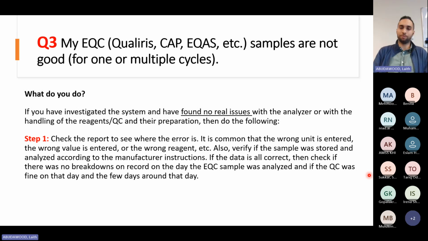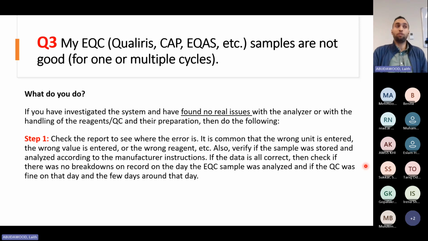Now, question 3, which is a common story that I see here and there, and unfortunately you will have to fight with. Customer says, my CAP, my RECAST, my ECAS, my proficiency testing is out consecutively, multiple runs in a row. What do I do? How do I work with this? Now, of course, you see this line in the beginning, if you have investigated, found no real issues, there's no needle leaking, for example, there is no valve that's not working, that is noisy. This is the obvious stuff, of course.